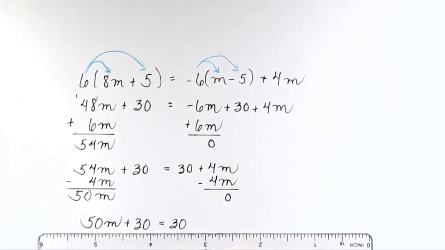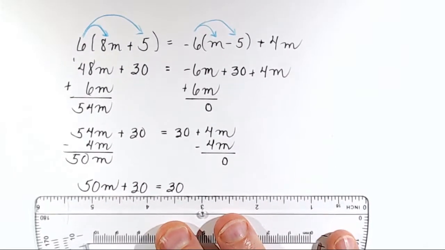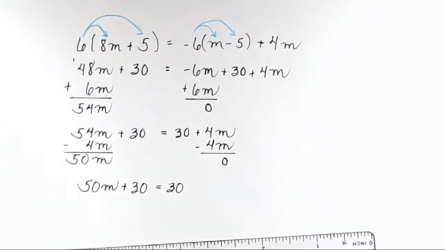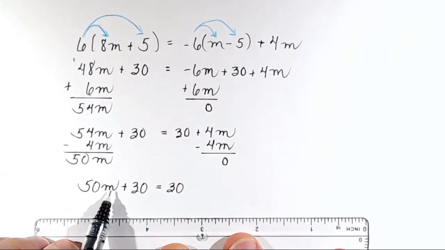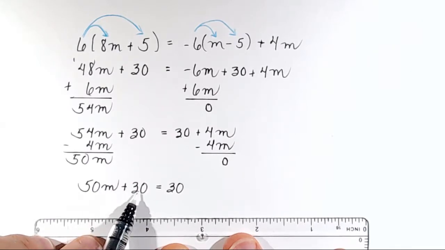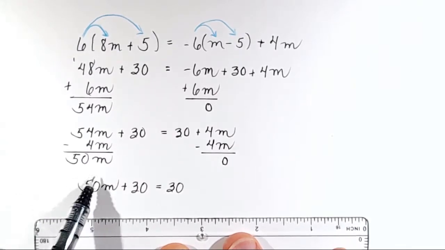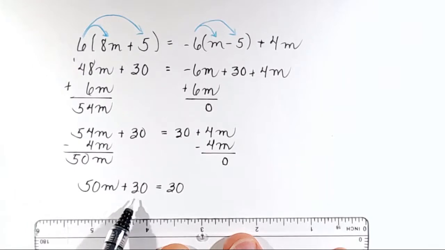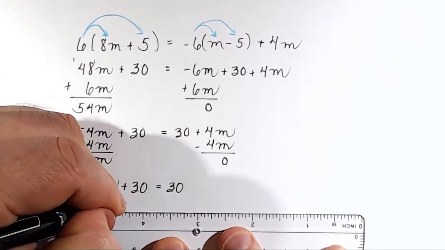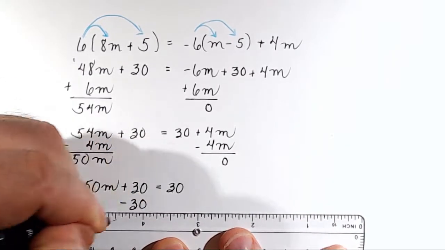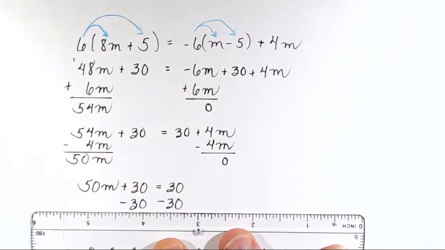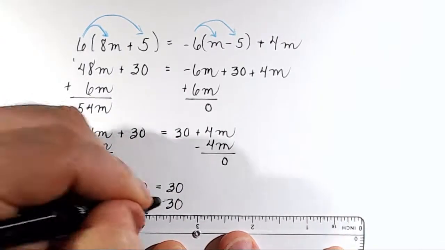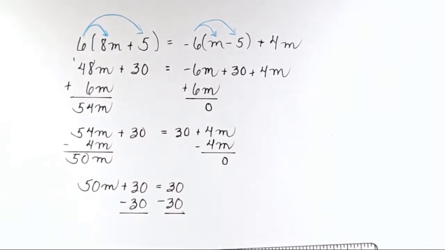Okay, so we're going to continue to isolate m on the left side of the equal sign. So right now, 50m is added to 30. So before I can work here, I need to get rid of this 30. So I will subtract 30 from both sides. Okay? Let's see what that gives us.